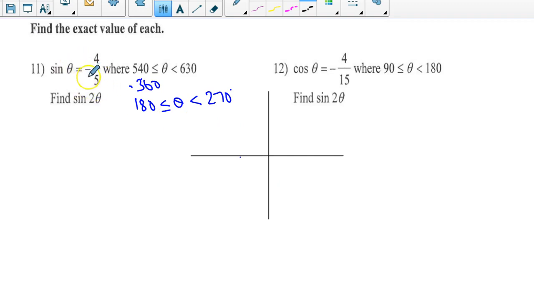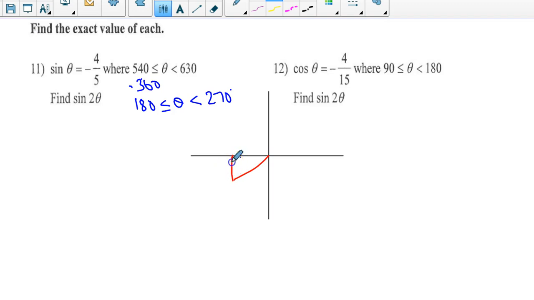That's the reason the sine value is negative, like all silver teacups. All the ratios are positive in the first quadrant. Only the sine is positive in the second quadrant. In the third quadrant, tangent is positive, and here in the fourth we have cosine. So now we are in the third quadrant, sine is negative, and they gave us -4/5.